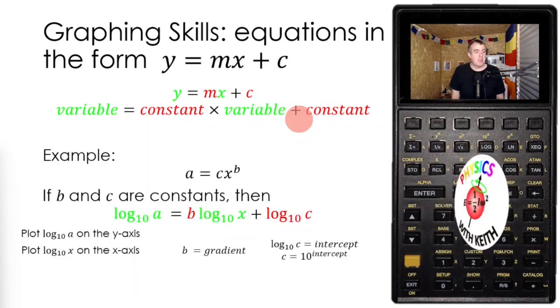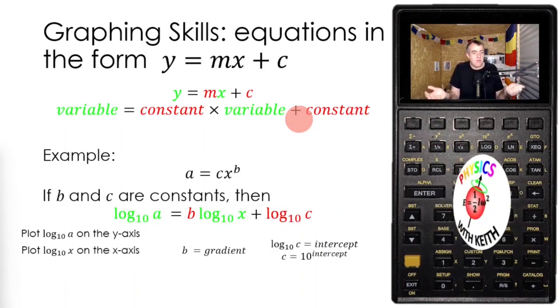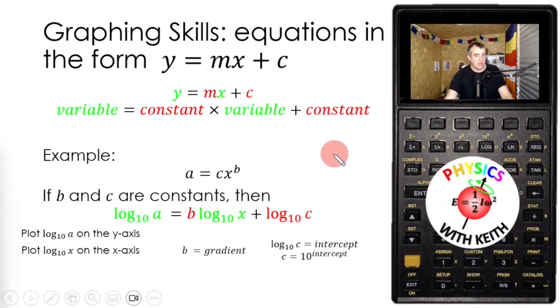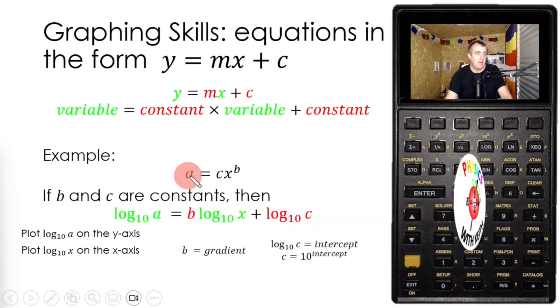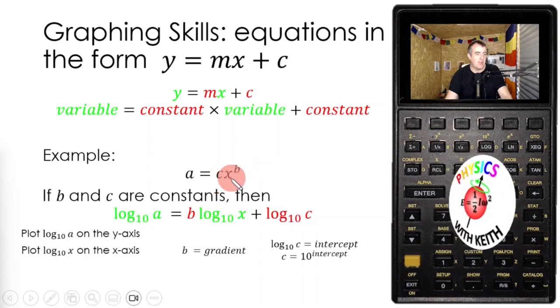Or we've got this, a equals c times x to the power of b. And we're told that b and c are constants. Well, I've got no idea what b is. What am I supposed to do to find what b is? Well, if I use my laws of logs, I log everything. Log base 10 of a on the left, log base 10 of the right hand side, but because they're multiplied we can split it.